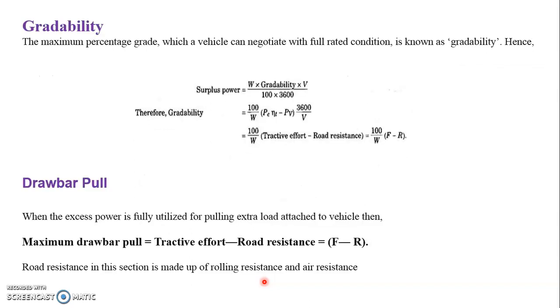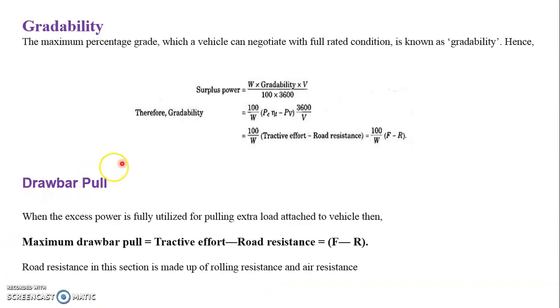Next is gradeability, which is again a road performance parameter. Gradeability is the maximum percentage grade which a vehicle can negotiate in fully rated condition. Gradeability means whatever excess power is available is utilized to overcome the steep gradient, to overcome the slope. To overcome this gradient resistance, this excess or surplus power is used. That is nothing but gradeability.